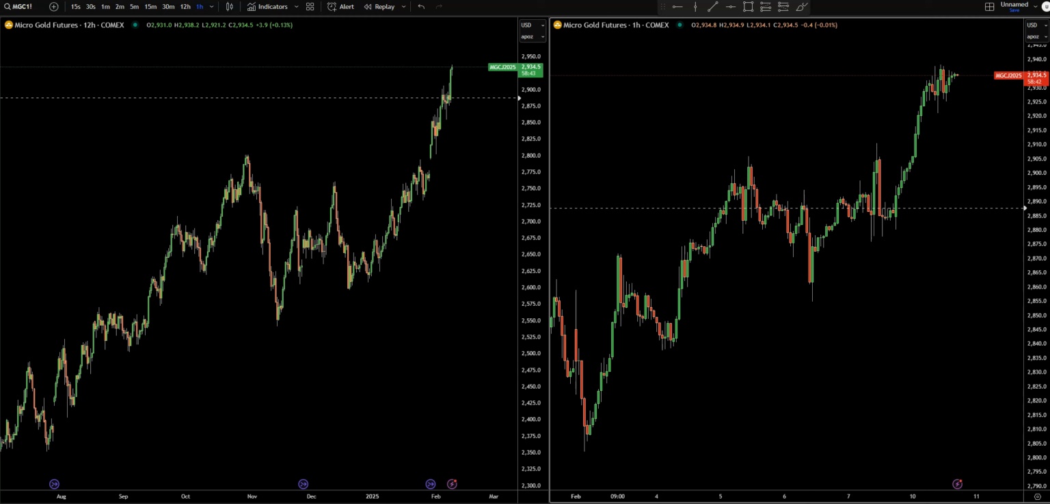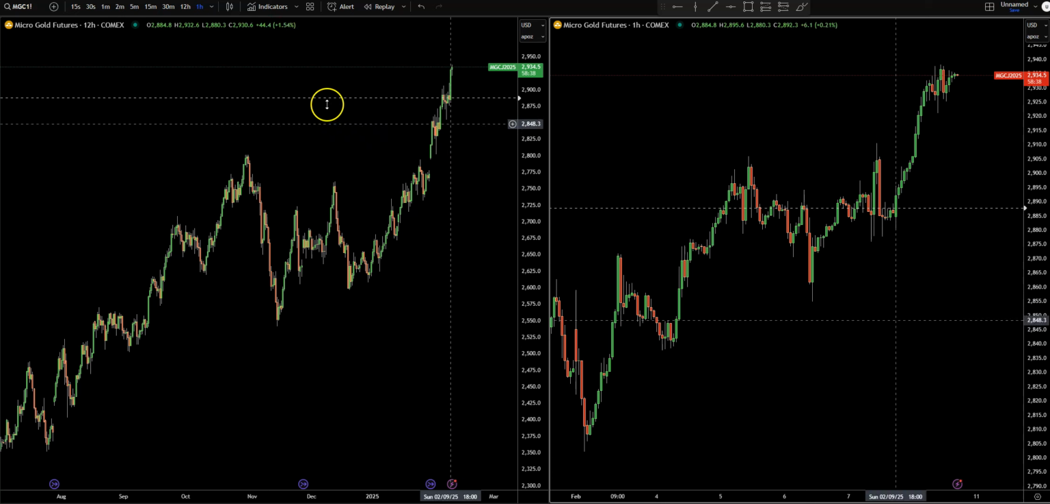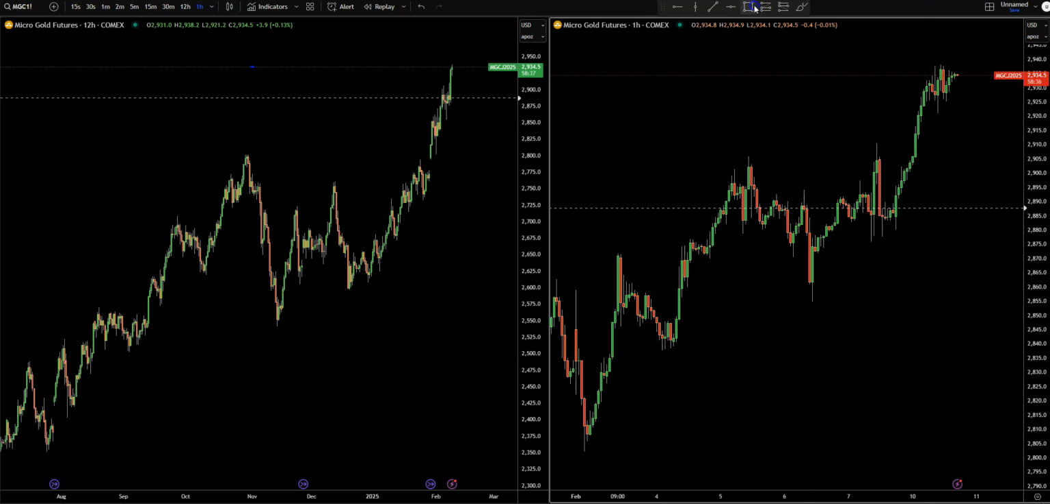Okay, so as we talked about in our first lesson, supply and demand is a really simple concept, right? It is, where did price make a major move from? And when price comes back to that area, will it react?